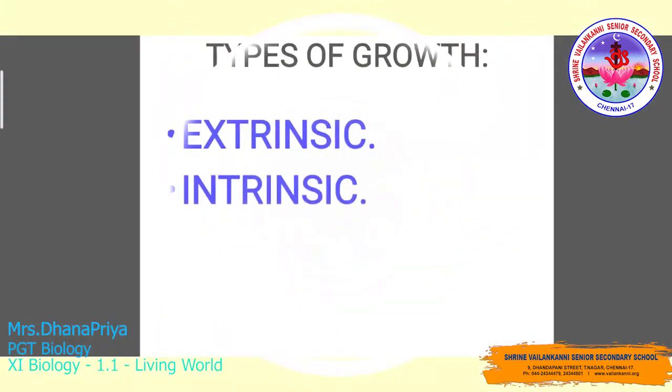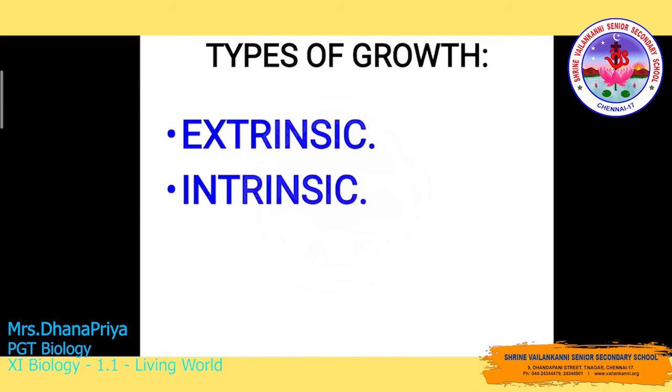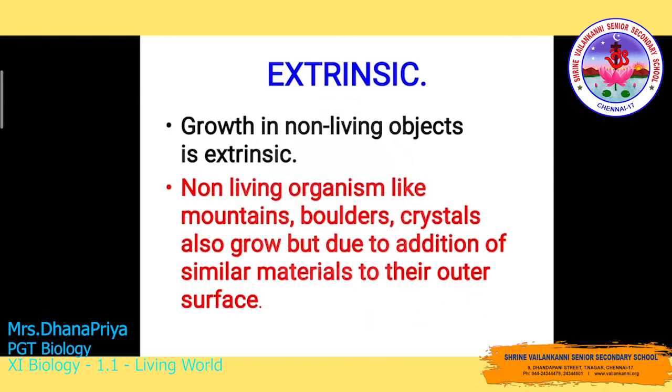Let us discuss the types of growth. There are two types of growth: one is extrinsic and the other is intrinsic. Extrinsic we will see now. Growth in non-living objects is termed extrinsic. Non-living things like mountains, boulders, and crystals also grow, but due to addition of similar material to the outer surface. For example, if you keep on placing sand on top of the soil, what happens? It will grow. That kind of growth is called extrinsic.